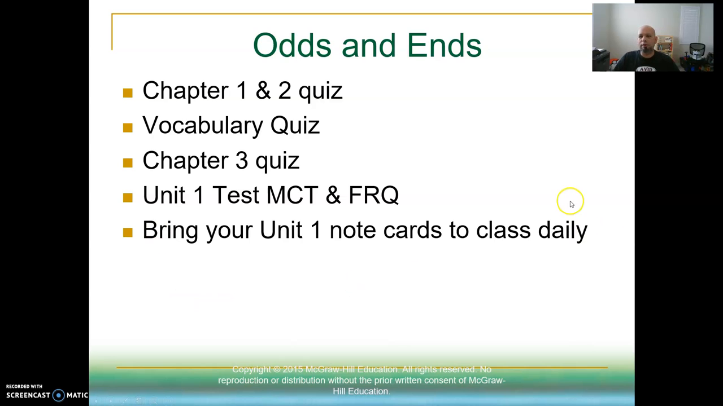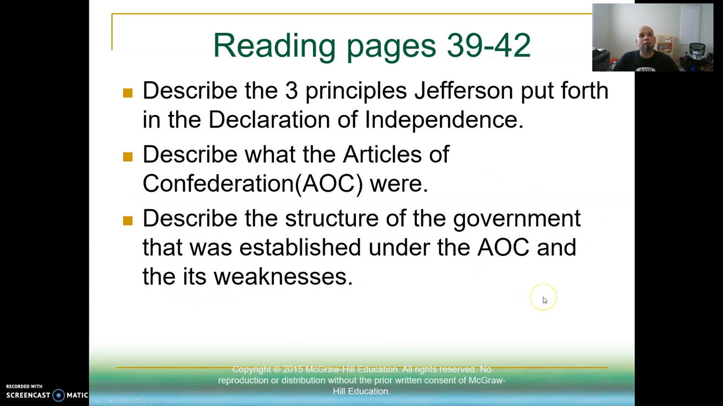Let's go ahead and go to the pre-reading real quick. Today you're going to be reading pages 39 through 42. Here you're going to look at three major things. You're going to be describing the three principles Jefferson put forth in the Declaration of Independence. They're important because they're foundational ideas that Americans hold true today, even in 2019.